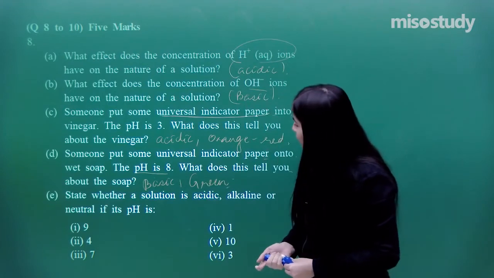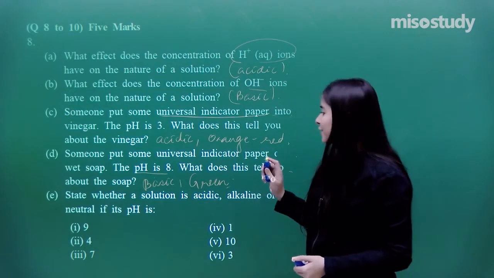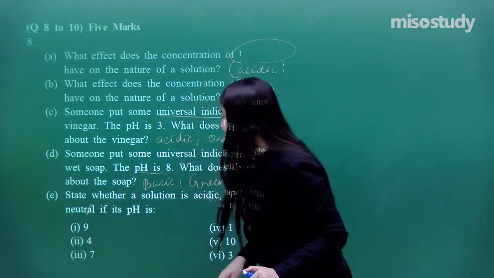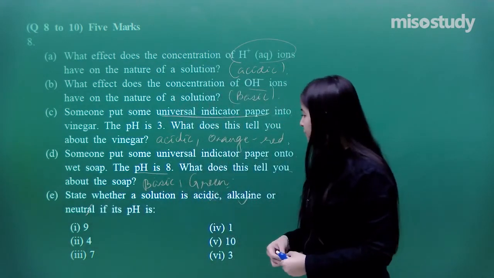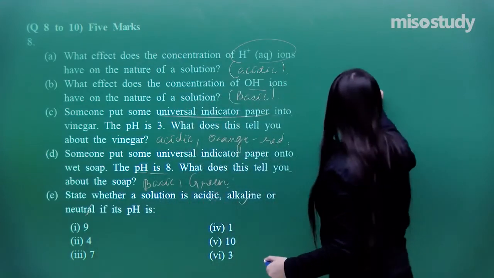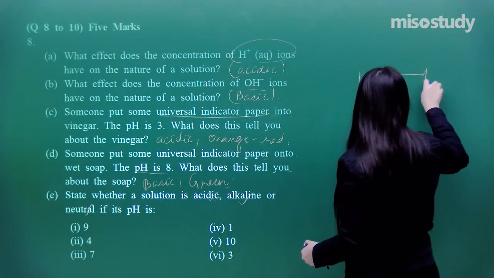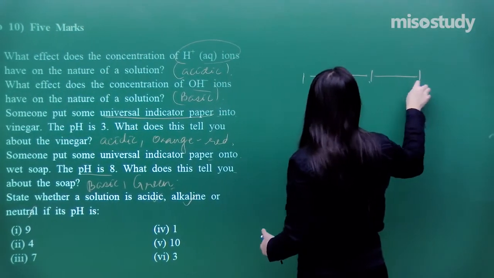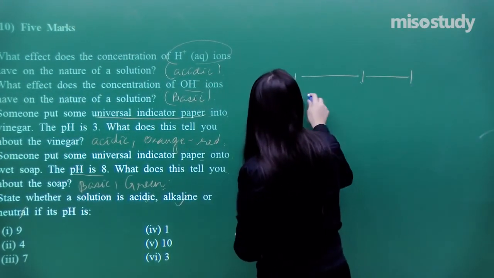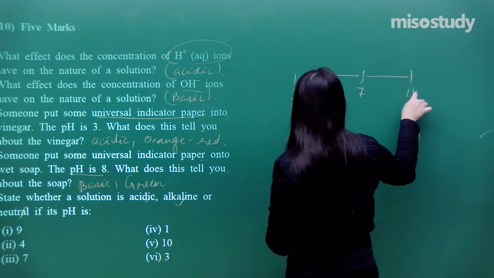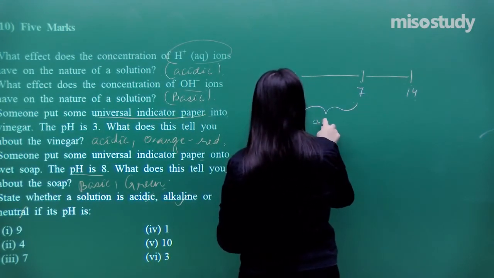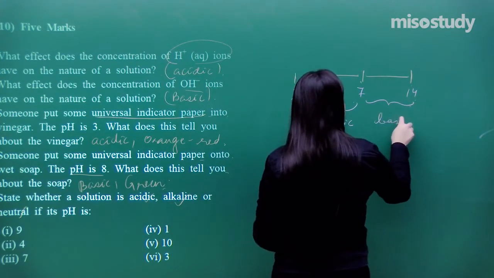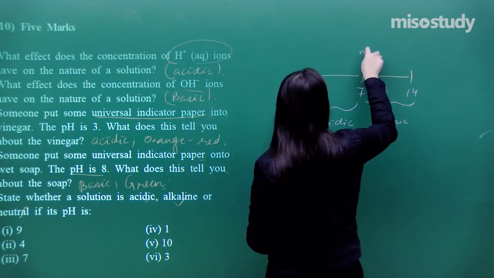Now, state whether a solution is acidic, alkaline or neutral. So, we need to choose among these 3, about the pH values. 9. What do we know about this pH indication? Something like this, ranging from 1 to 7 and then to 14. This area indicates the acidic nature, this indicates the basic region, and the middle one is neutral.